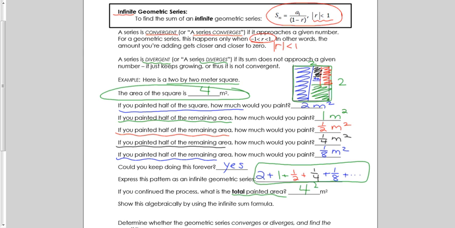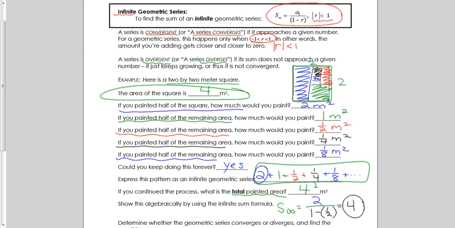Our formula says an infinite sum. I start out and I plug in on the top of the fraction the first term. So the first term was 2. Then on the bottom, I have 1 minus the common ratio. What did I do every time? I painted half of the remaining area. If I do 2 divided by 1 minus a half, the answer is 4, and that's my infinite sum.